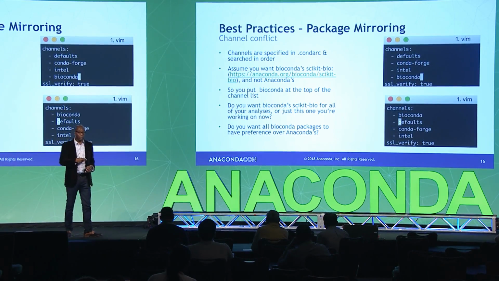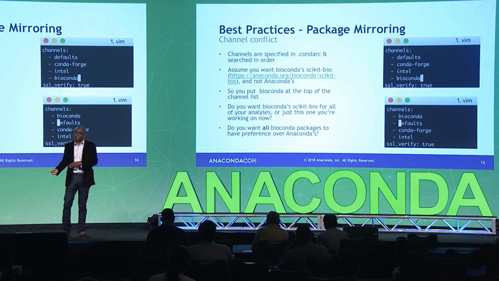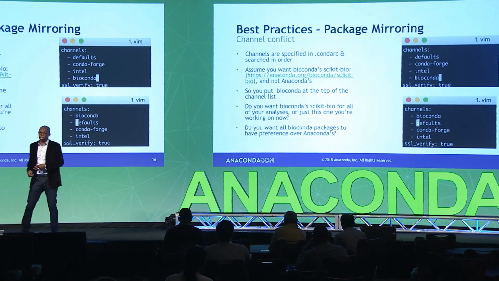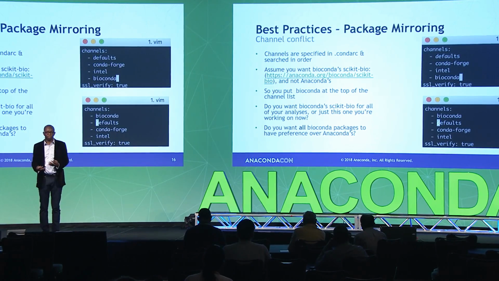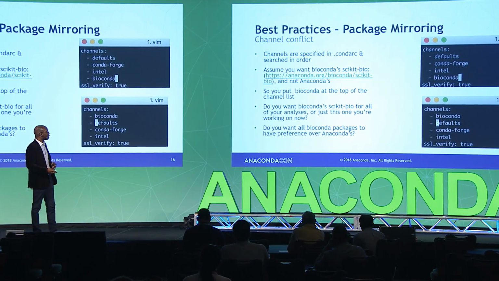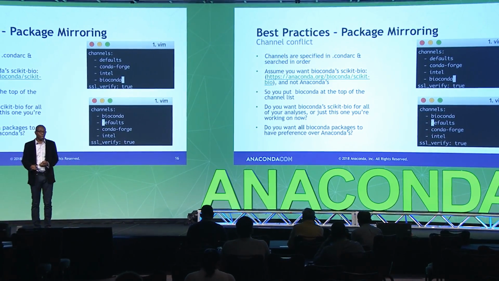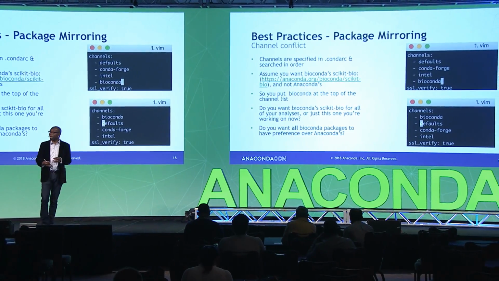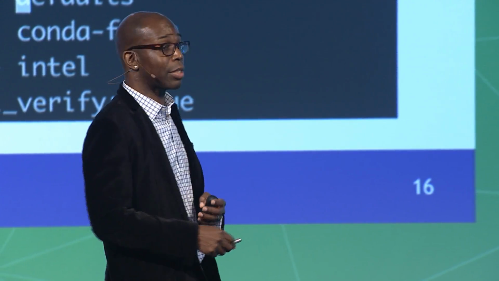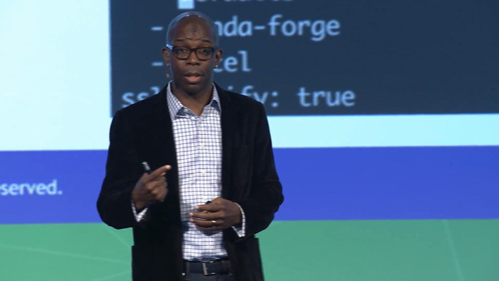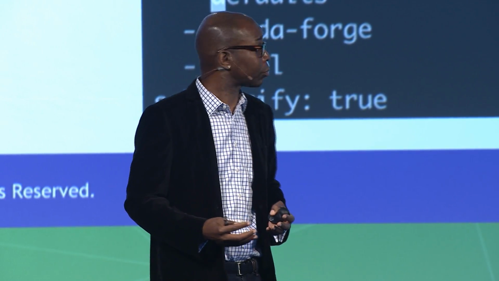Okay? But it begs the question, do you want that version of Scikit Bio for all of your analyses? Do you want everything else in Bioconda to be installed before a similar package would be installed from the Anaconda channel? Probably not. Okay? And that doesn't even mention Conda Forge, where you could almost call Anaconda a subset of what's available in Conda Forge. So if you mirrored all of Conda Forge and then put Conda Forge up at the top because you wanted one or two packages from there, huge potential for conflict and pain. Okay?